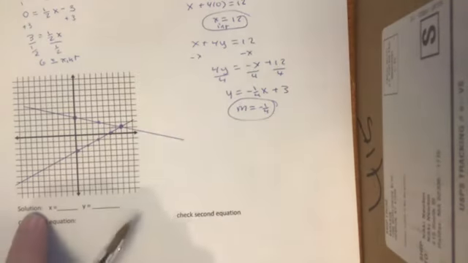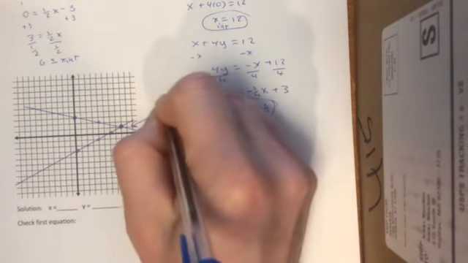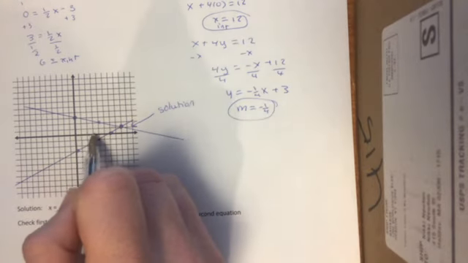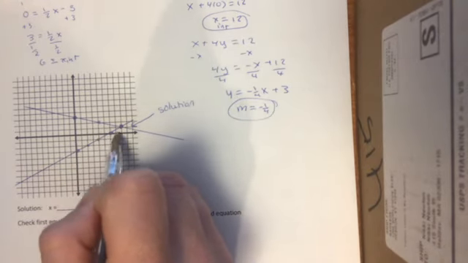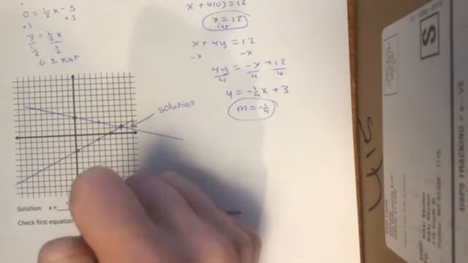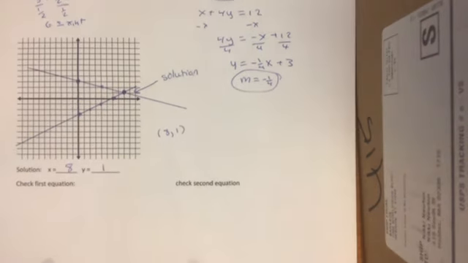Now, this is the important part. The solution is the point where they intersect. So this is the solution. So the solution is 1, 2, 3, 4, 5, 6, 7, 8. So x is 8 and up 1. So 8, 1. Or you could write it like this, 8, 1. So we found the solution.